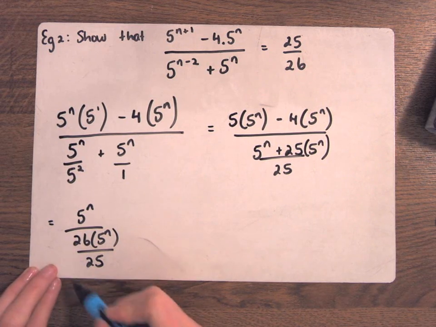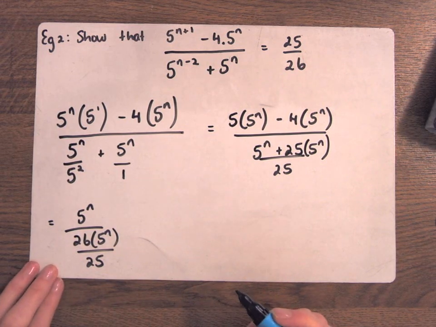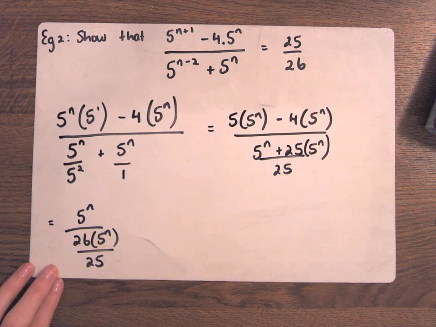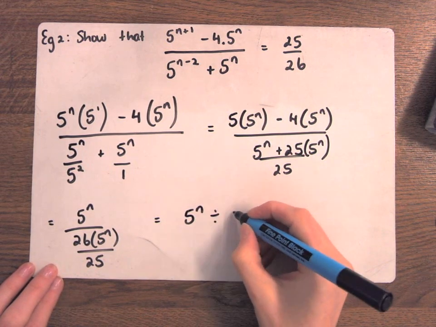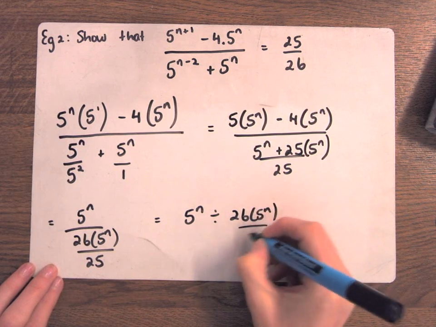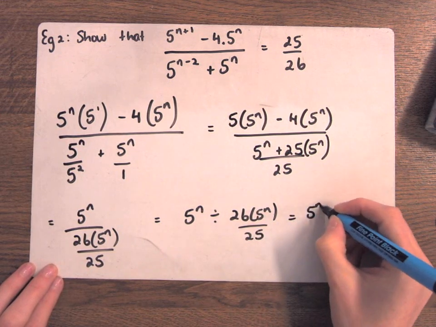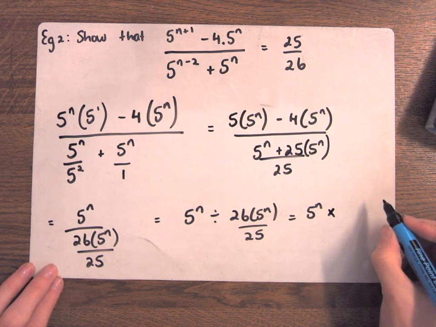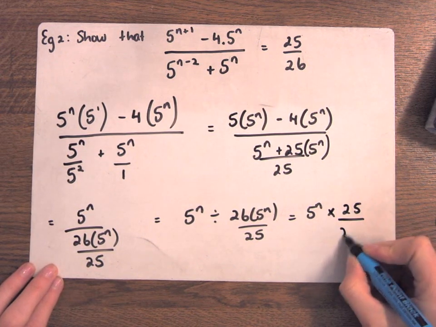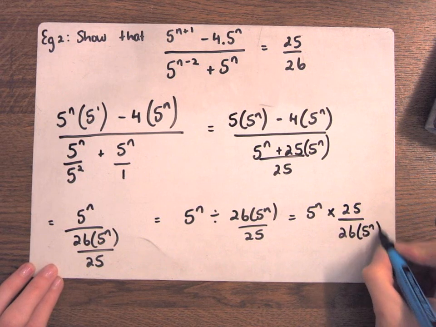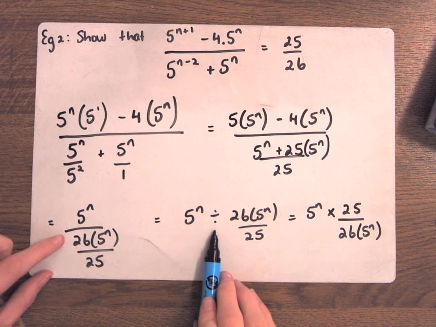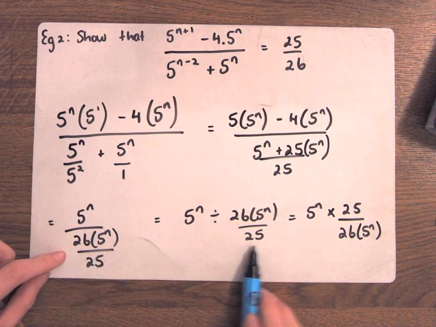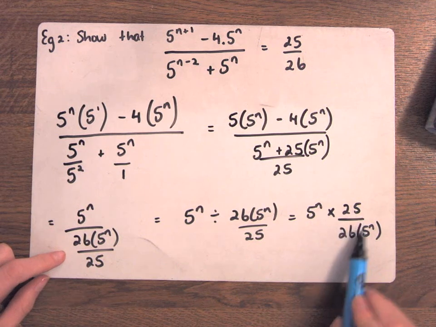Okay? How do I divide with fractions? Turn it upside down and multiply. So it's 5 to the power of n divided by this thing, which is 5 to the power of n multiplied by, turn it upside down, isn't it? Okay, so 5 to the power of n, all I've done is put in the divided sign, divided by this fraction. So I know I turn it upside down and multiply.